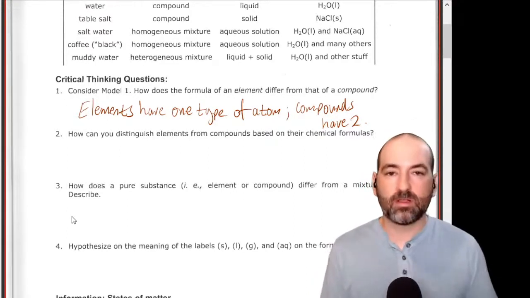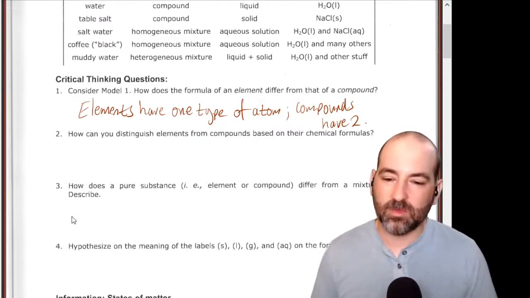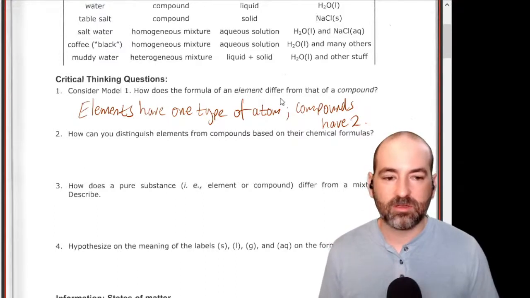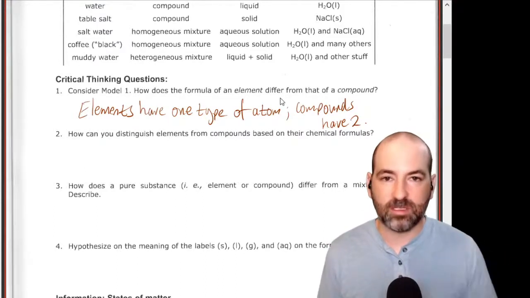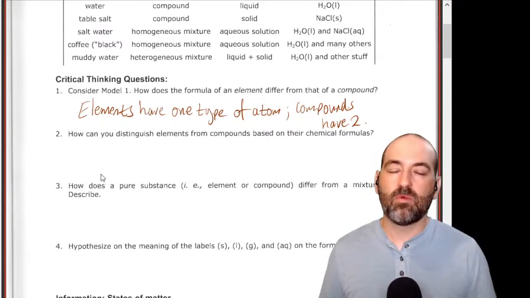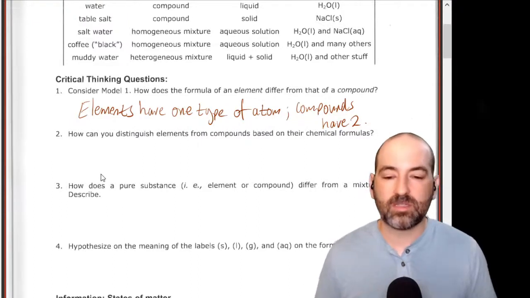And one thing that can be a little confusing sometimes about these activities is that the questions are sort of similar. But you can see this question one asks you just a very direct, simple question. How are these things different? And then question two is saying, can you come up with more of a general rule that distinguishes elements from compounds based on their formulas?